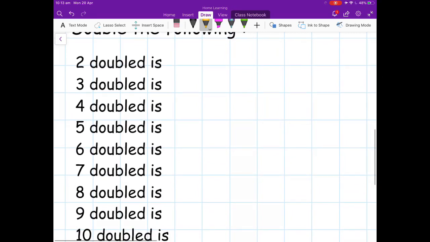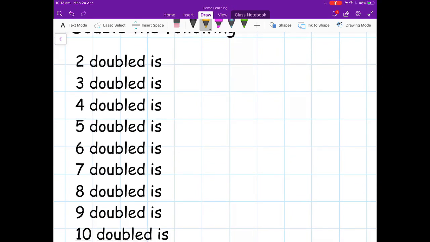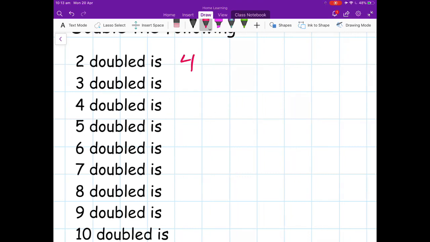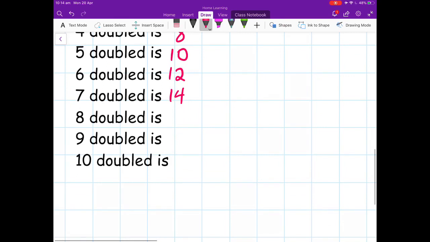We're going to go through this really quickly because I know you guys are professionals, okay? So I want you to shout with me as I'm going to shout the answers, okay? 2 doubled is 4. 3 doubled is 6. 4 doubled is 8. 5 doubled is 10. 6 doubled is 12. 7 doubled is 14. 8 doubled is 16. 9 doubled is 18. And 10 doubled is 20. Fantastic, guys. That was really quick, really speedy, but it's good for us just to get our memories going.